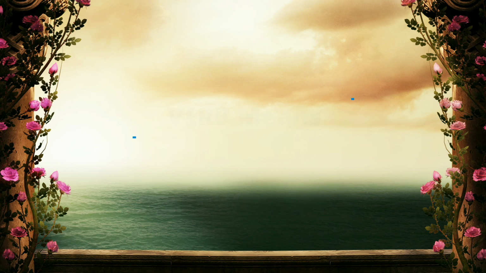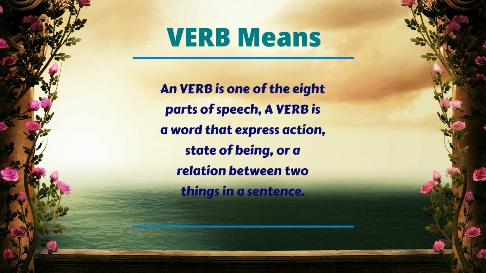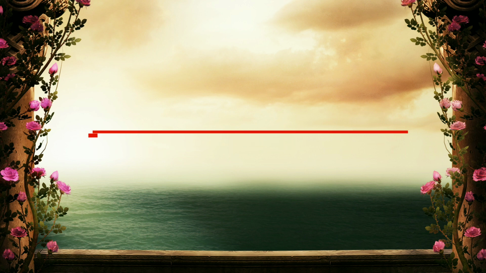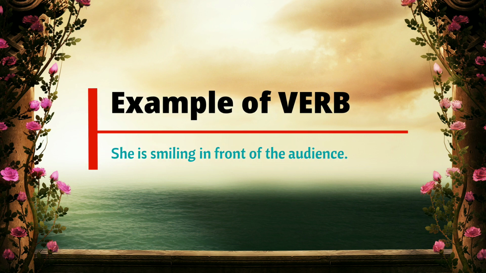And verb is one of the 8 parts of speech. A verb is a word that expresses action, state of being, or a relation between two things in a sentence. Example. She is smiling in front of the audience. That aeroplane was flying above the clouds.